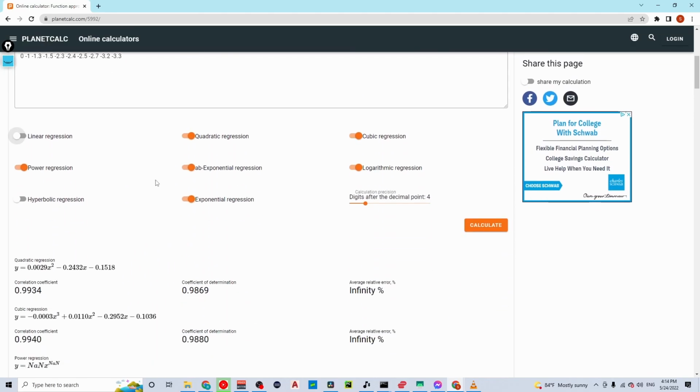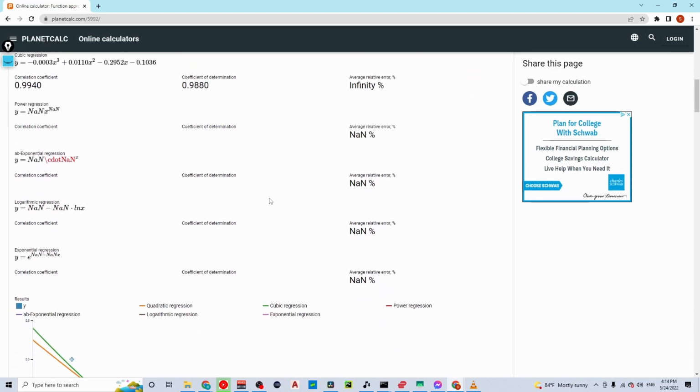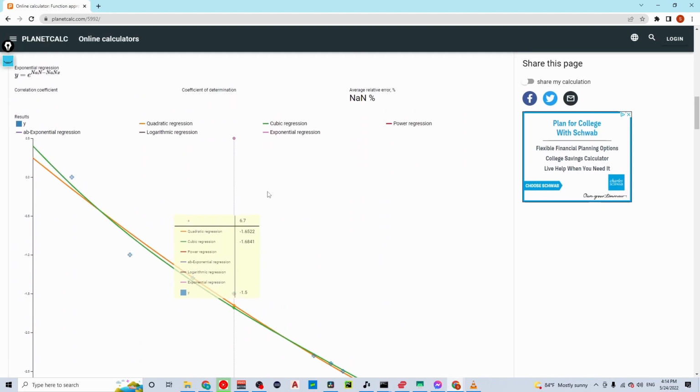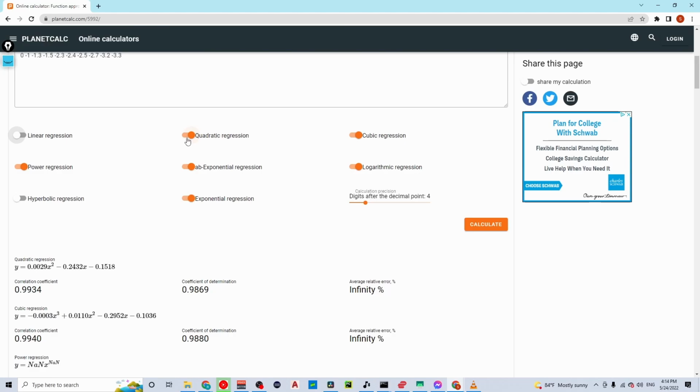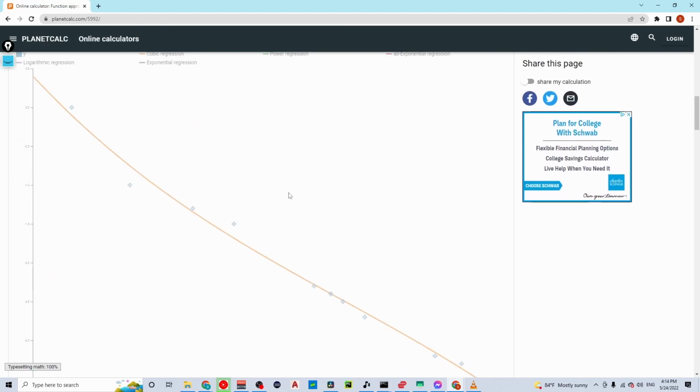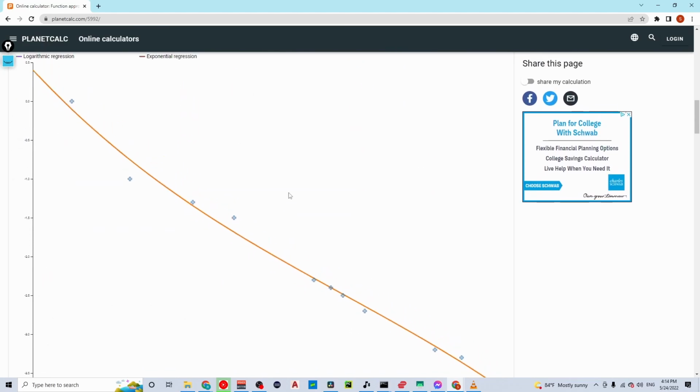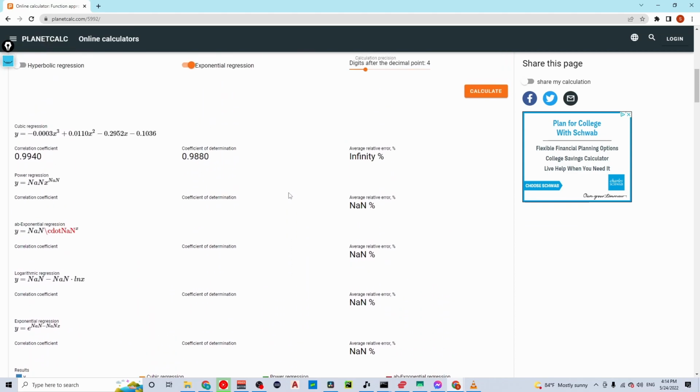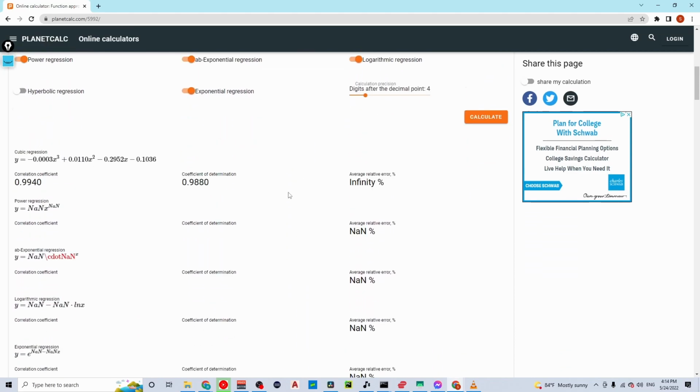So what do we want? We wanted the cubic. So take away the quadratic. So all we have is the green one left. Well, now I changed it again. It changes the color. But we have the cubic regression.